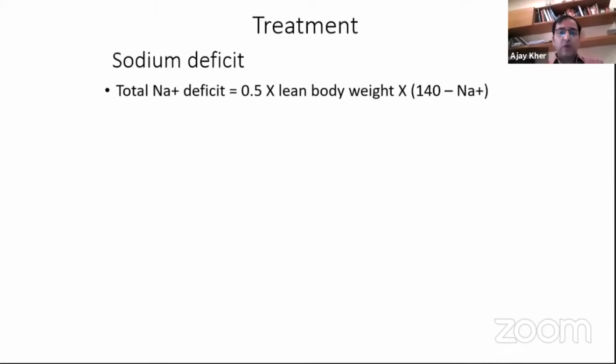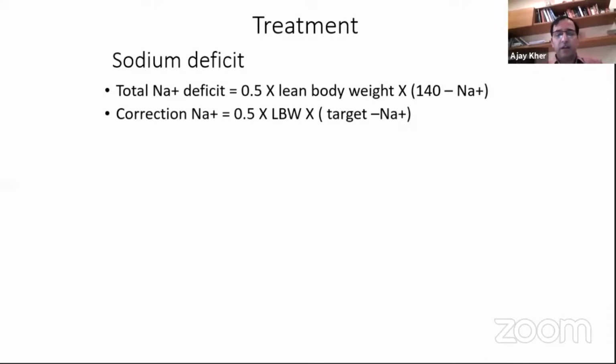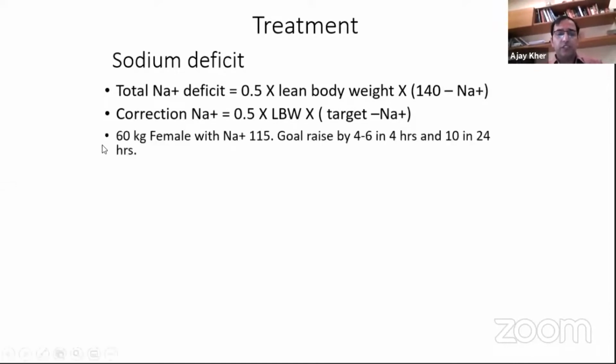So let's calculate the sodium deficit. If you want to calculate the sodium deficit, it's 0.5 into the lean body weight multiplied by 140 minus the current sodium. So for this patient, 0.5 into lean body weight multiplied by the target minus the current sodium. For this 60 kilogram female with a sodium of 115, our goal is to raise the sodium by 4 to 6 in 4 hours, and 10 in 24 hours.